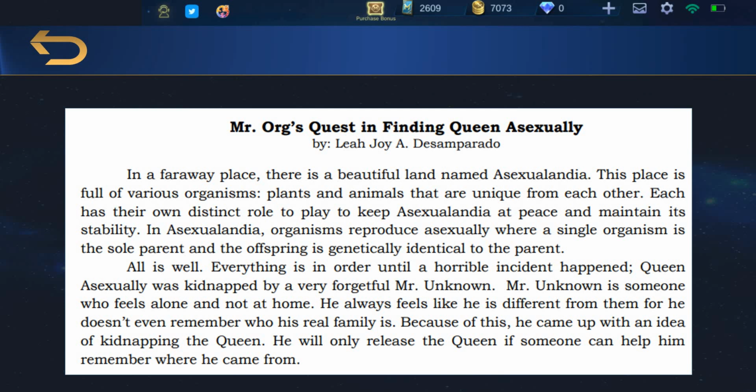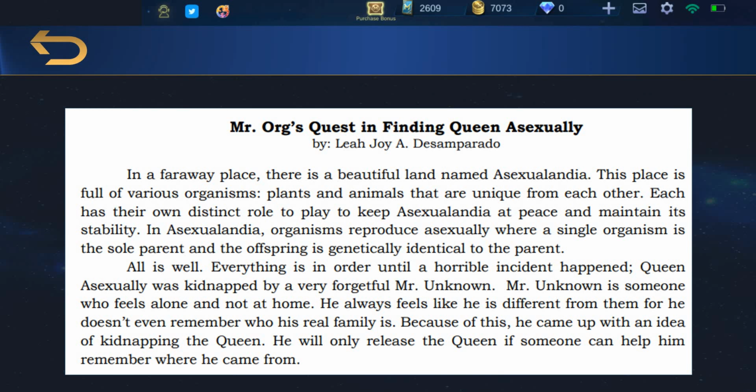In a faraway place there is a beautiful land named Asexualandia. This place is full of various organisms, plants and animals that are unique from each other. Each has their own distinct role to play to keep Asexualandia at peace and maintain its stability. In Asexualandia, organisms are produced asexually, where a single organism is the sole parent and the offspring is genetically identical to the parent. All is well. Everything is in order until a horrible incident happened.